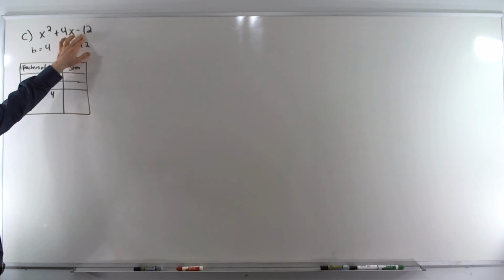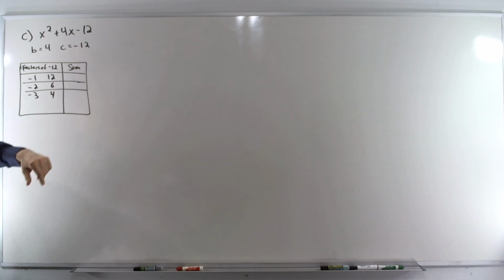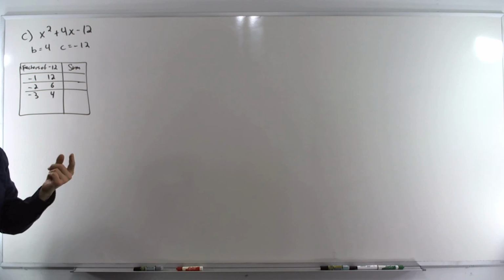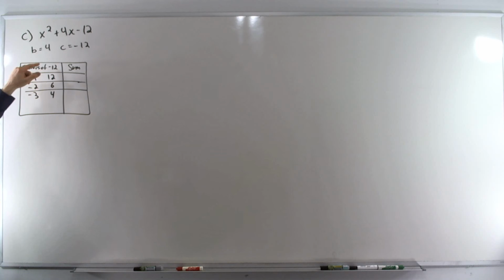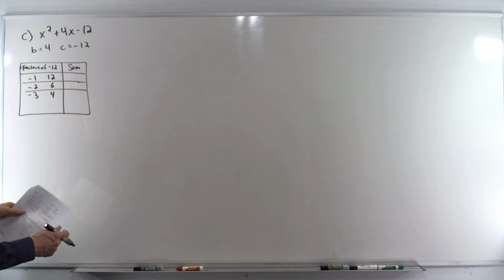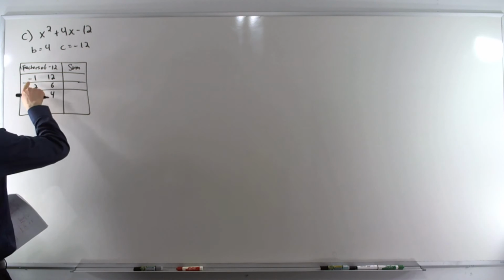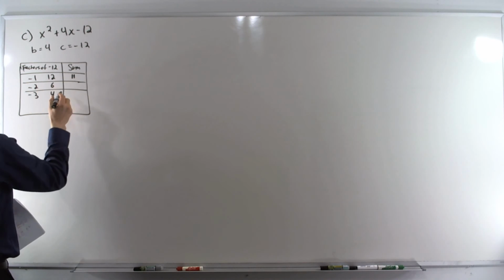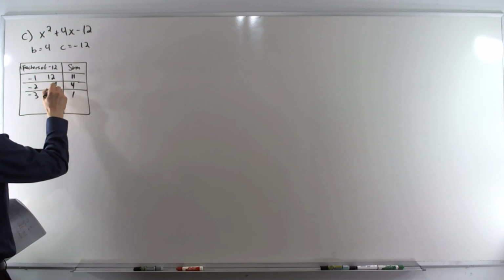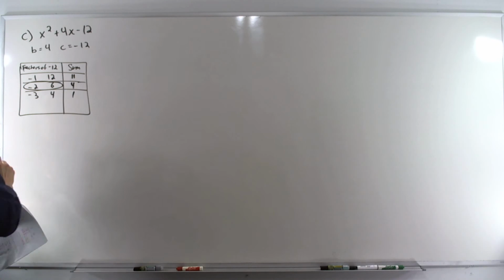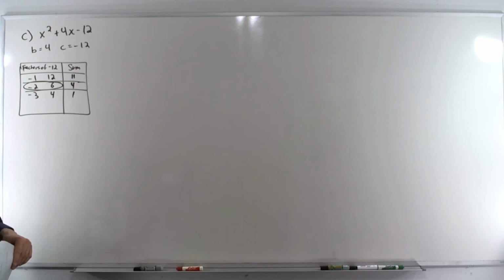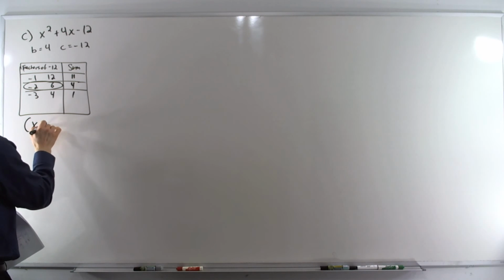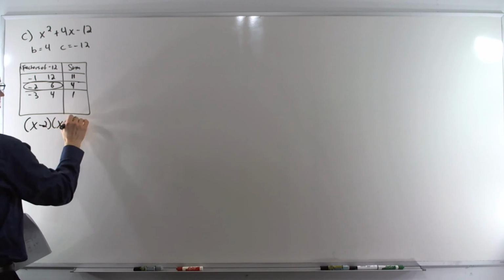So for this one, we want two numbers that multiply to get -12 and add to get 4. Since C is negative, we need one positive and one negative number. And B is positive, that means the bigger number is going to be positive. Let's see what happens when we add all these together. -1 and 12 is 11. 6 and -2 is 4. 4 and -3 is 1. So 4 is the match. So our two numbers are -2 and 6. So that's going to give us x minus 2 and x plus 6.